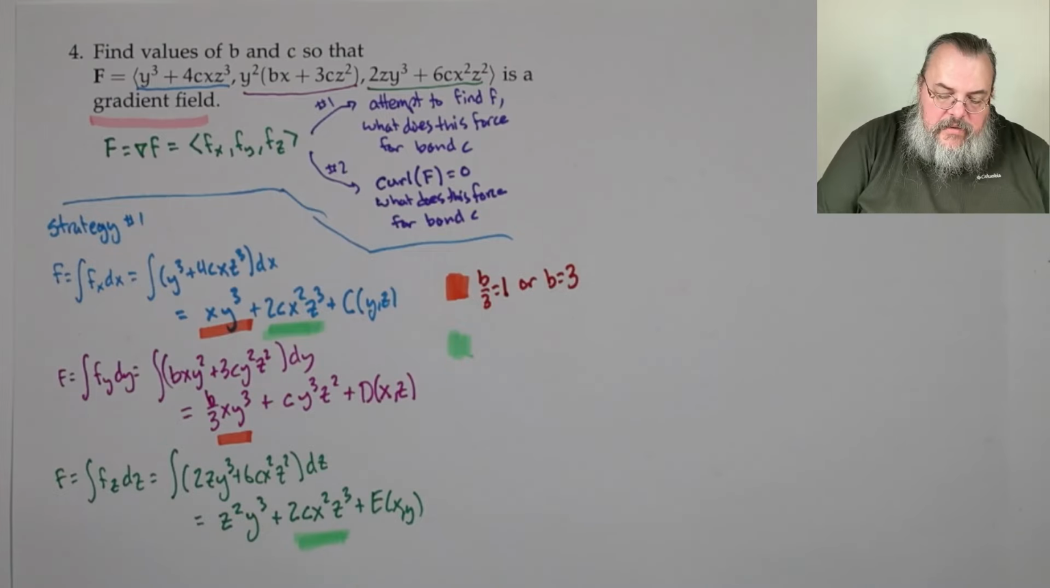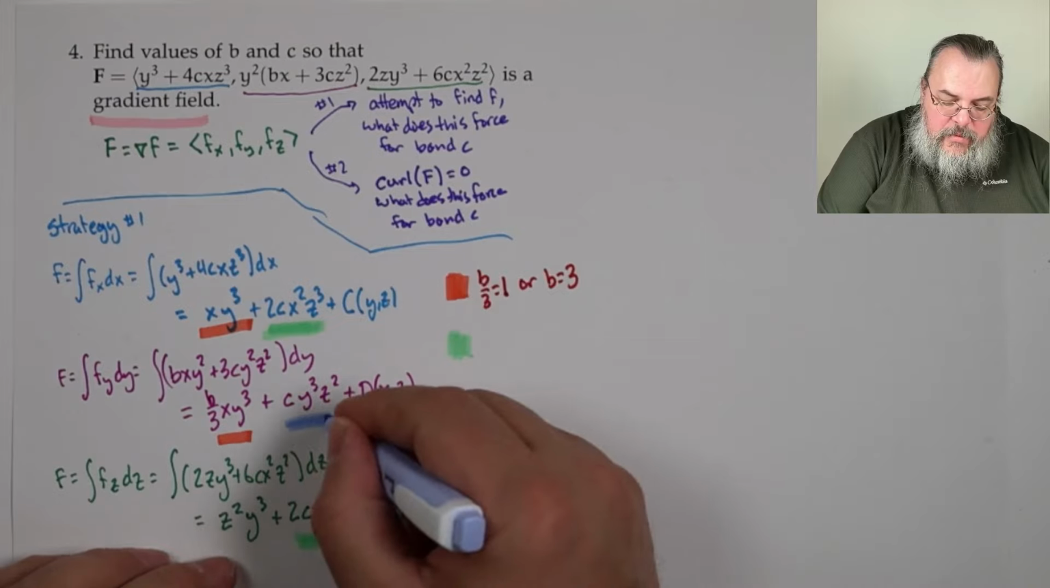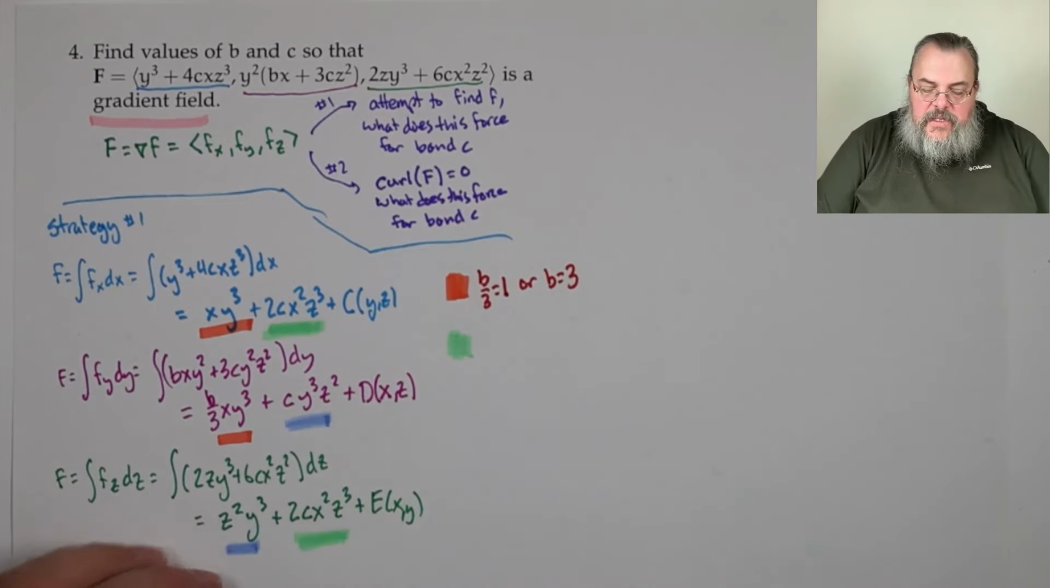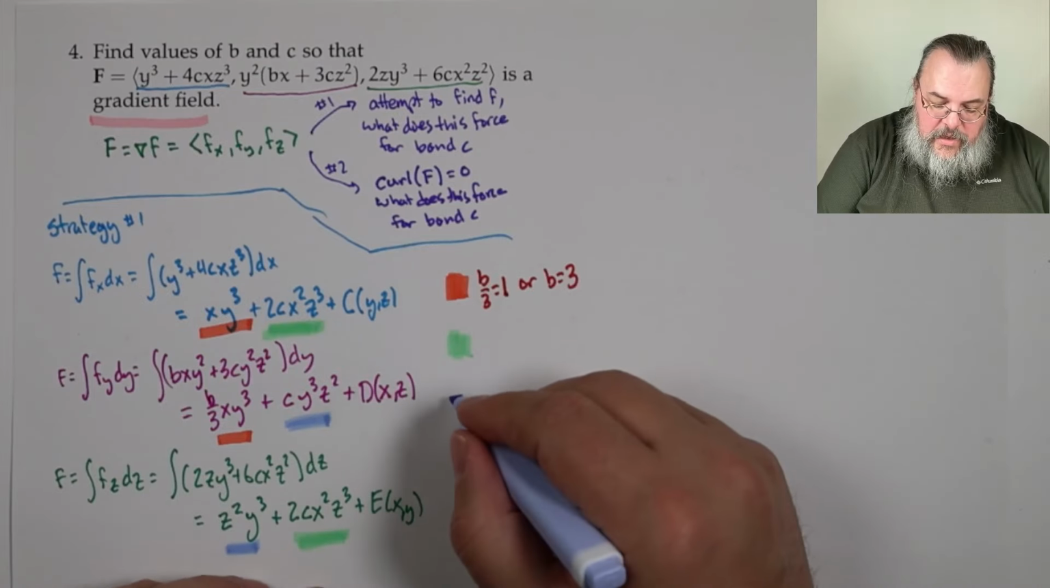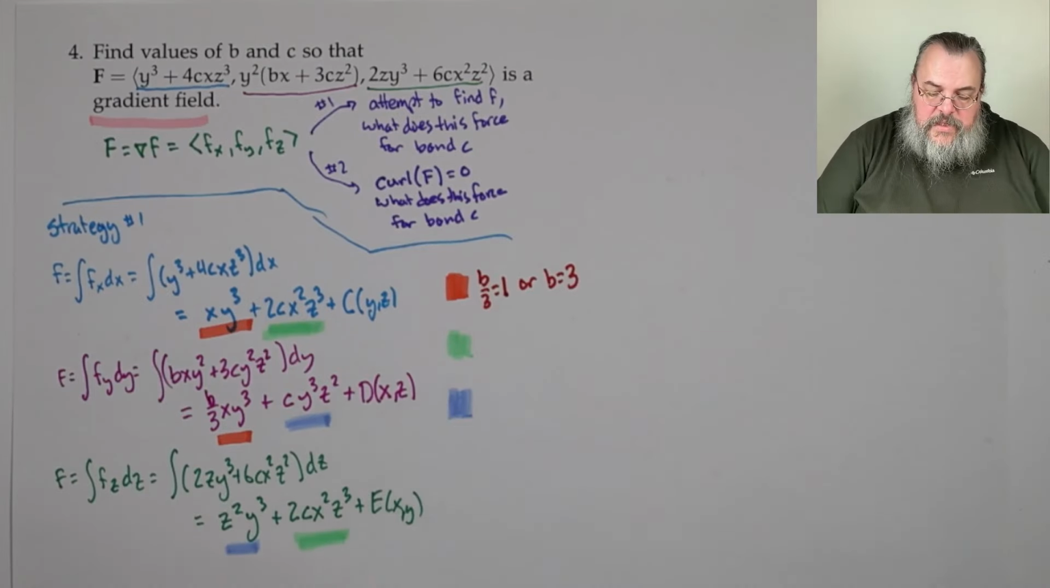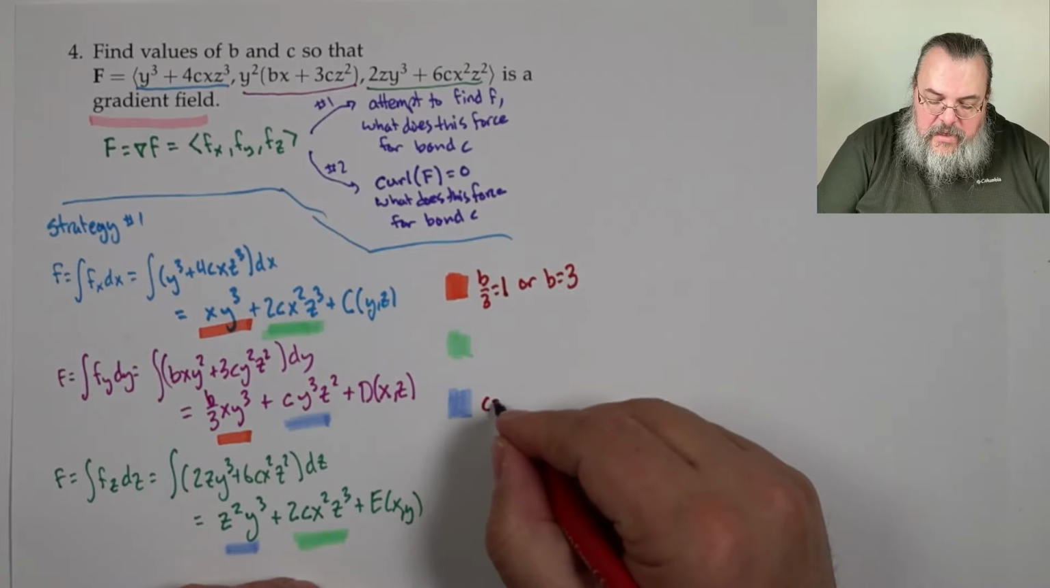And then we get this c y cubed z squared has to match this z squared y cubed. So these coefficients have to match. And so we say, oh, if those coefficients have to match, then it must be the case that c equals 1.